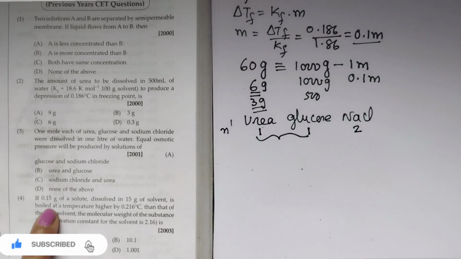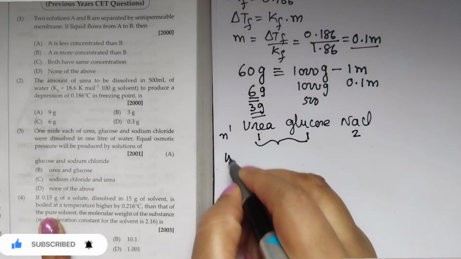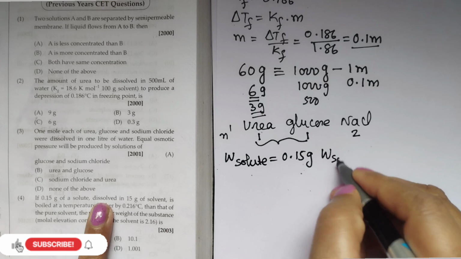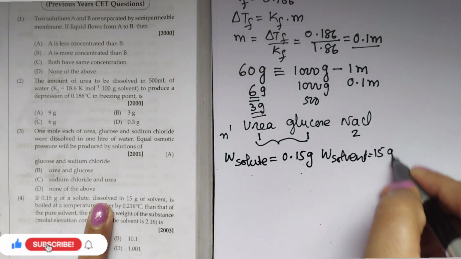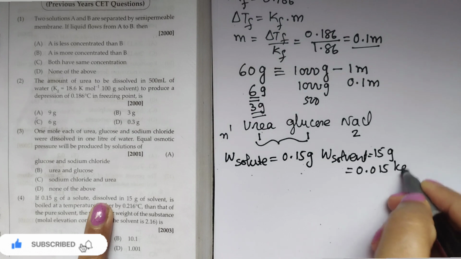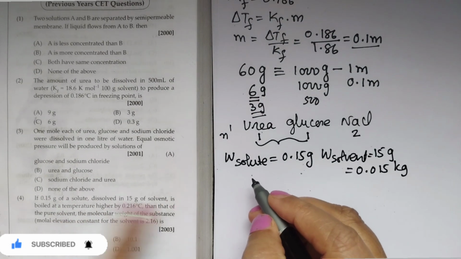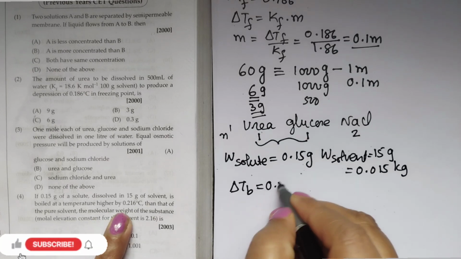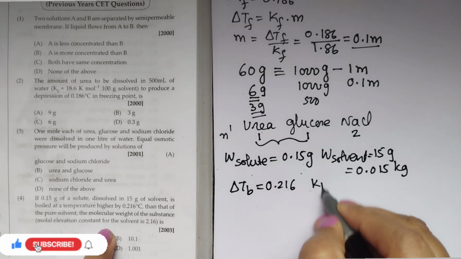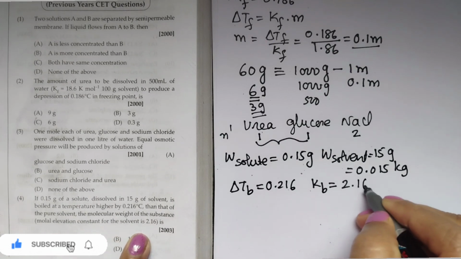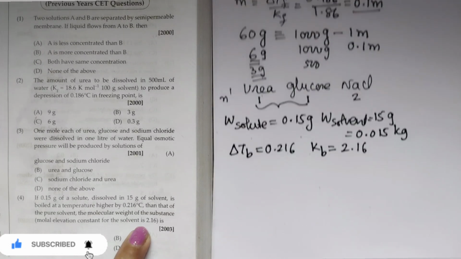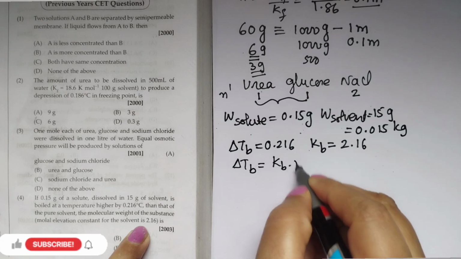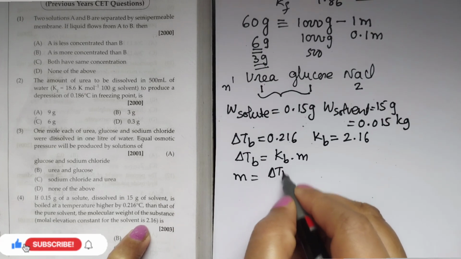Let's see the next problem. Let us first write down what all is given. Mass of the solute is given, which is 0.15 gram. Mass of the solvent is given, that is 15 gram, which is equal to 0.015 kg. Boiled at a higher temperature means this is the boiling point elevation. So delta Tb is 0.216 degrees Celsius, and Kb, that is the ebullioscopic constant of the solvent, is 2.16. Now from delta Tb and Kb you can calculate the concentration. So delta Tb is equal to Kb into molality, and molality is equal to delta Tb by Kb.